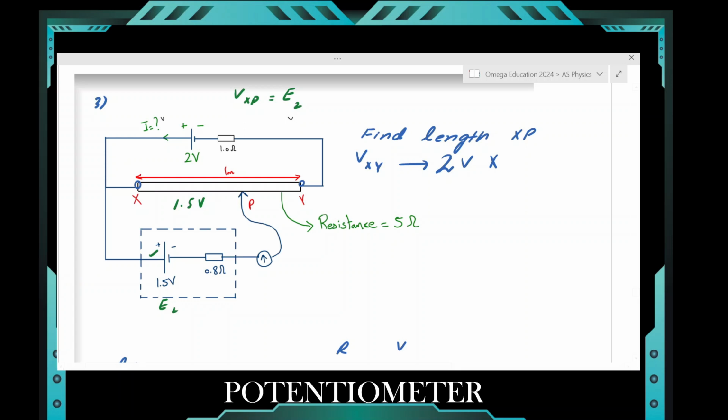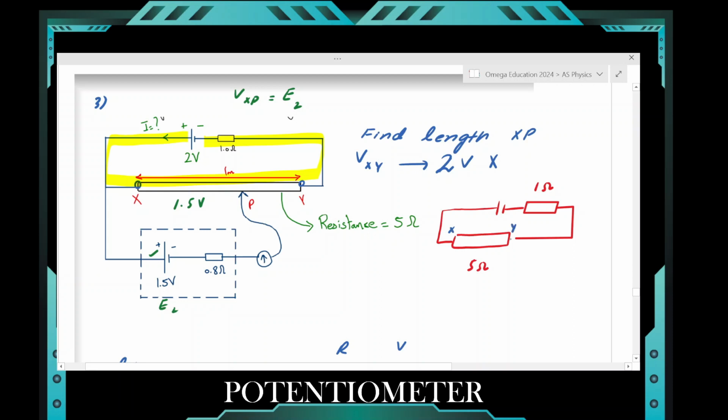But what we need to find is the voltage across X and Y. So let me convert the upper circuit into a separate circuit. It will look something like this. The resistance of the wire from X to Y is given. It is 5 ohms, and you have 1 ohm over here. This was the point X, this was the point Y, and the resistance from X to Y is given as 5 ohm for the whole 1 meter.